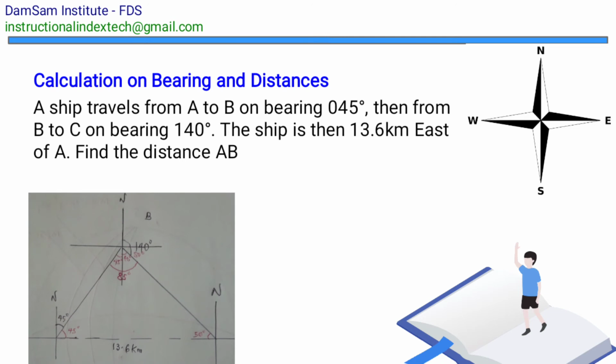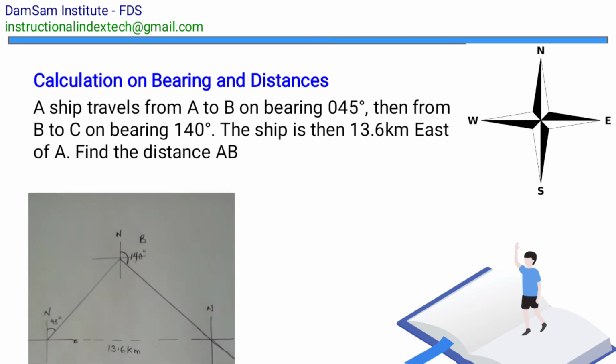Now, back to this slide. We needed to get some values and complete them here. Find the distance AB. That's the question we're asked to find. We're asked to find how far it is from A to B. So the distance AB is what we want to find.